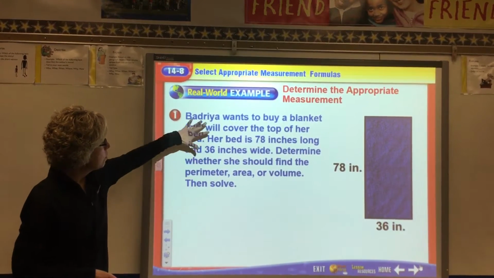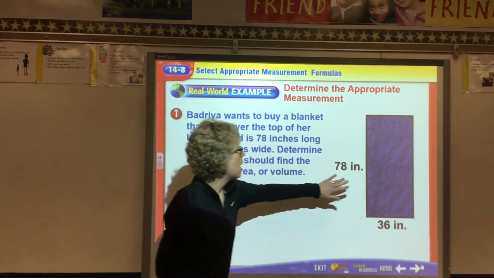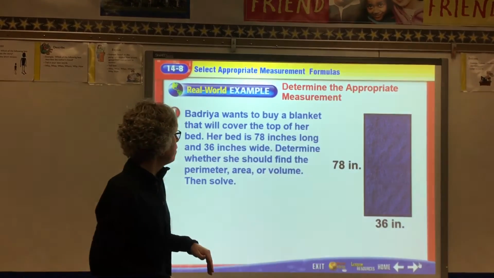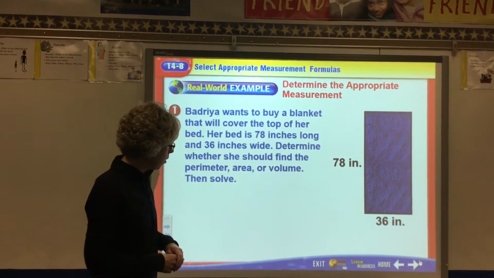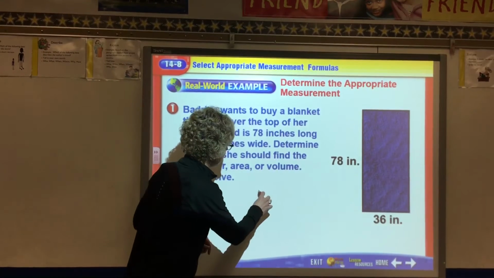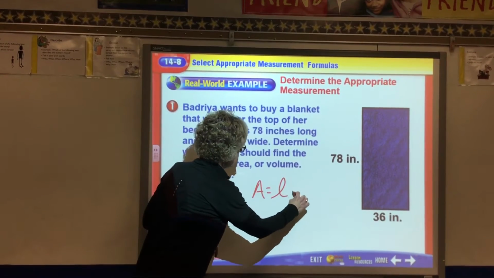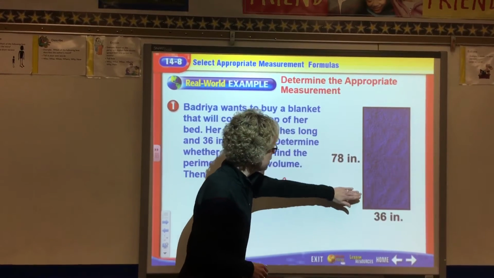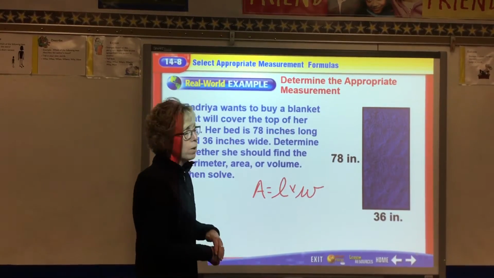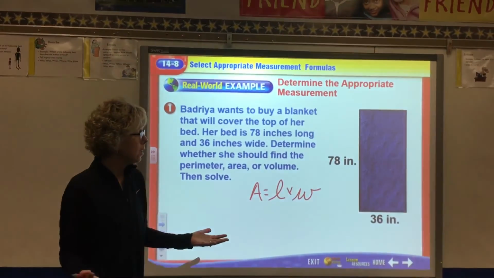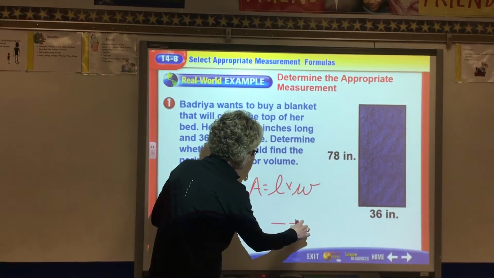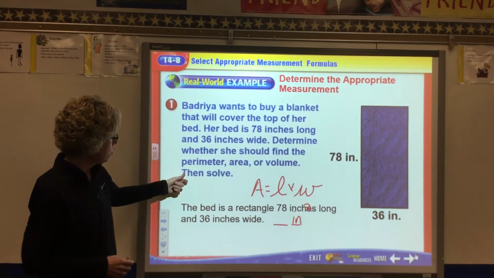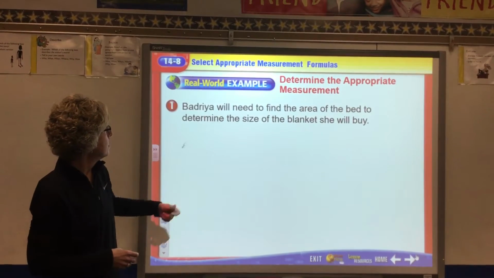Well, we know that she wants to cover the top of her bed, and so anytime when you're covering the top, you would find area. And we know that the formula for area is length times width or base times height, either one. So in this case, we would take 78 times 36, and whatever that calculation ends up being, you would take that times the unit inches and square, okay? And you can use your calculator in order to solve.